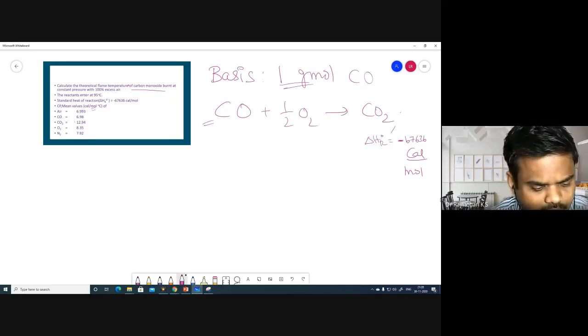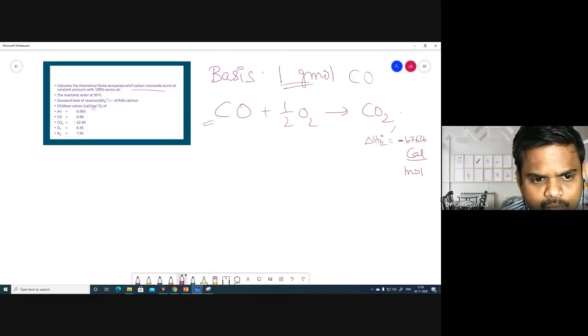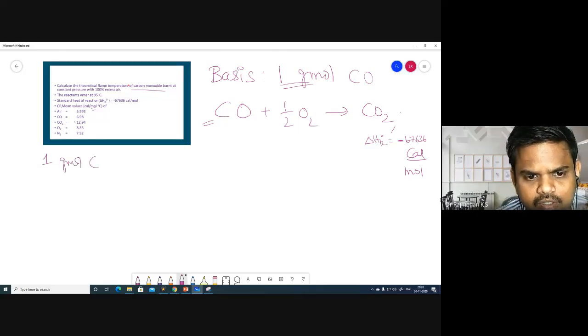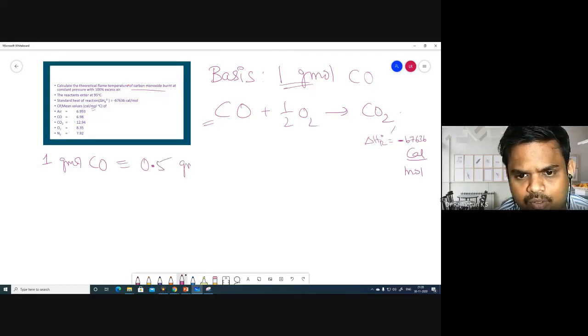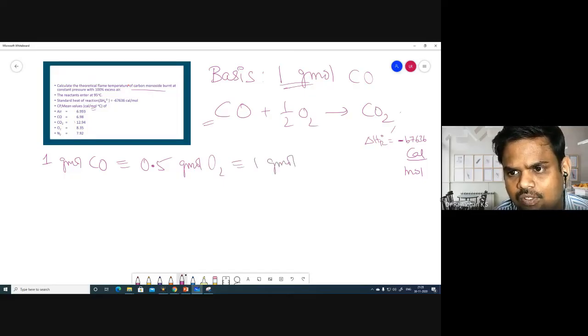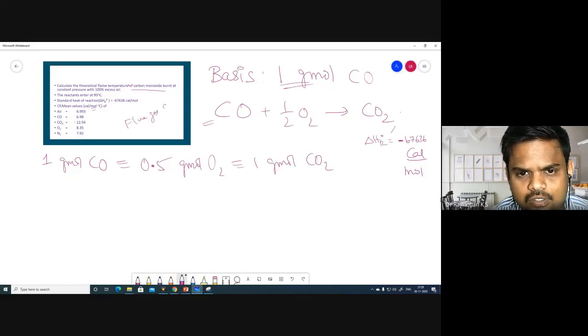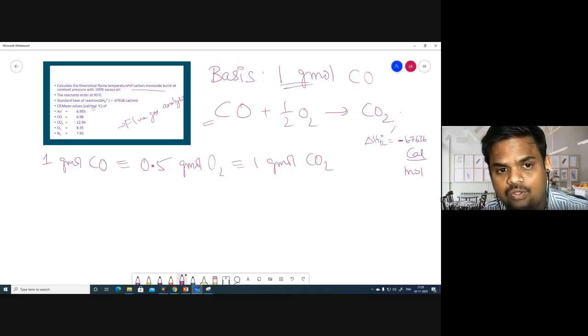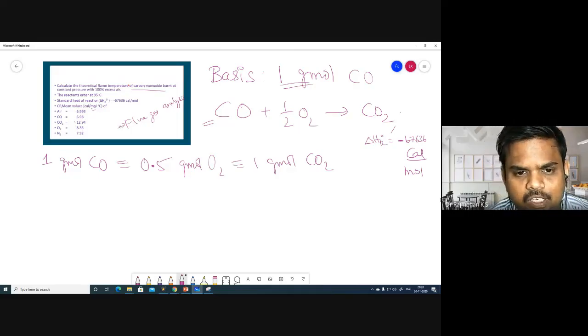Now we can write the material balance, right? 1 gram mole of CO will react with 0.5 gram mole of oxygen to form 1 gram mole of CO2. Remember, the first step is to find out the flue gas analysis. We should know the composition, how many moles exactly, not even percentage, the amounts. That's why the first step is a material balance problem, like the flue gas analysis or Orsat gas analysis we have done. We have to do the same thing here.